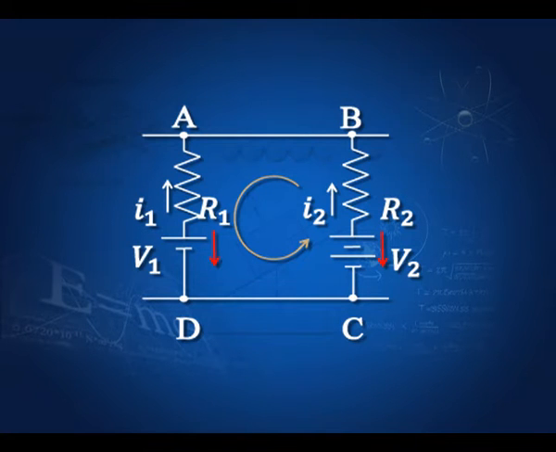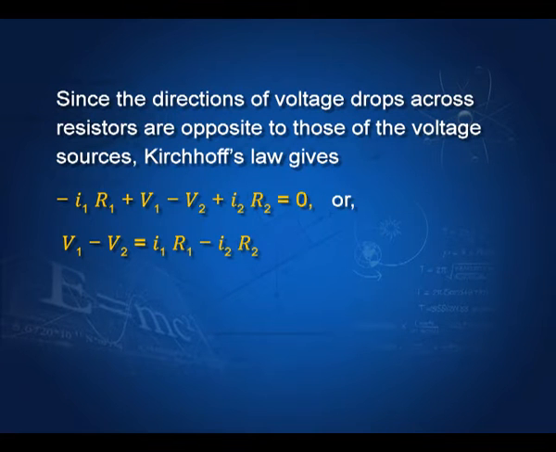Once again, we are traversing it anticlockwise, and here the current is going up. So, when we take the loop anticlockwise, we meet it in the opposite direction. So, the potential difference across this must be negative. So, minus I1 R1, and we meet the positive of this battery. So, plus V1, and we meet the negative of this battery as we are going anticlockwise. So, minus V2, and we meet the current in the same direction. So, it is plus I2 R2, and all this must be added up to equal 0, which means V1 minus V2 is I1 R1 minus I2 R2.